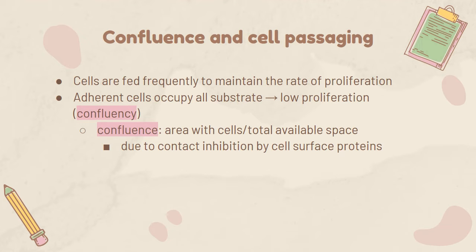During cell culture, cells are fed frequently to maintain the rate of proliferation. When adherent cells occupy the available substrate and have no room left for expansion, cell proliferation is significantly reduced, which is also known as confluency. Confluence is the ratio of the area occupied by the cells to the total available space. Confluence occurs due to contact inhibition induced by cell surface proteins.